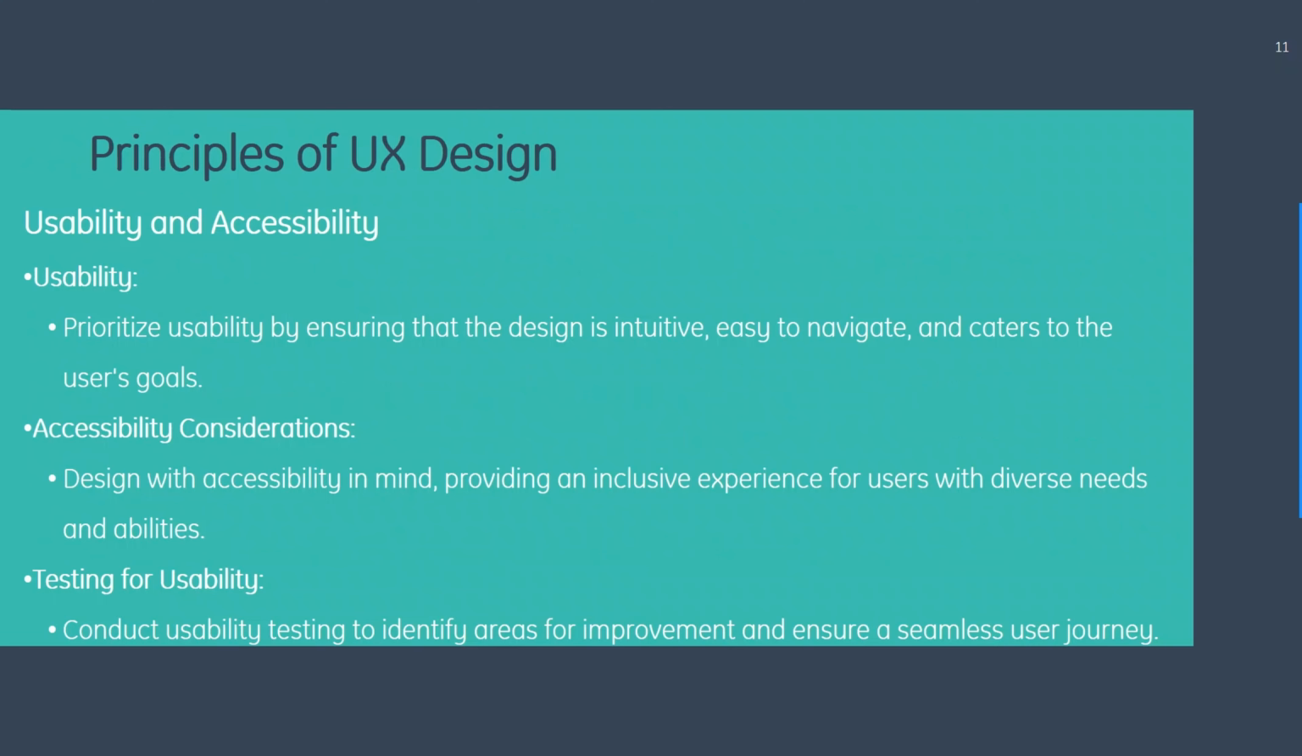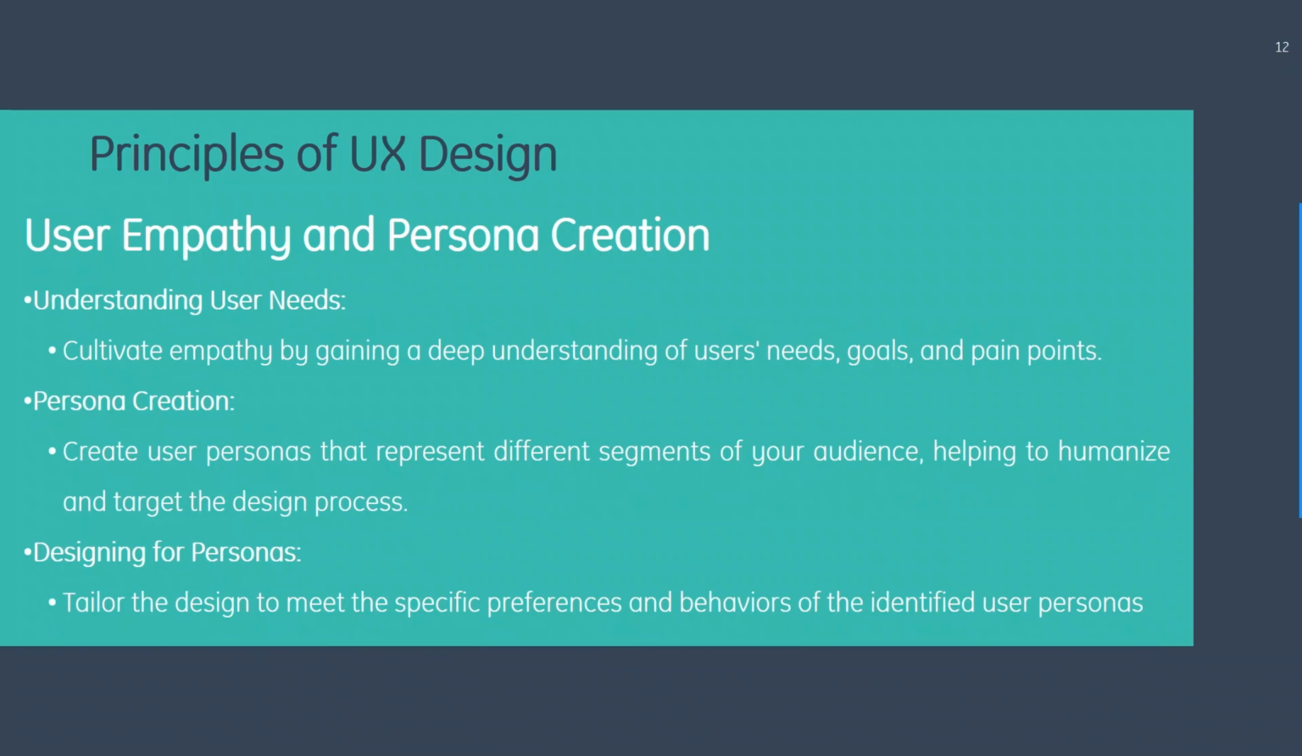Next, we have some of the principles of UX design. Firstly, usability and accessibility. For usability, prioritize usability by ensuring that the design is intuitive, easy to navigate, and caters to the user's goals. Secondly, we have accessibility consideration: design with accessibility in mind, providing an inclusive experience for users with diverse needs and abilities. Then, testing of the usability: conduct usability testing to identify areas for improvement and ensure a seamless user journey.